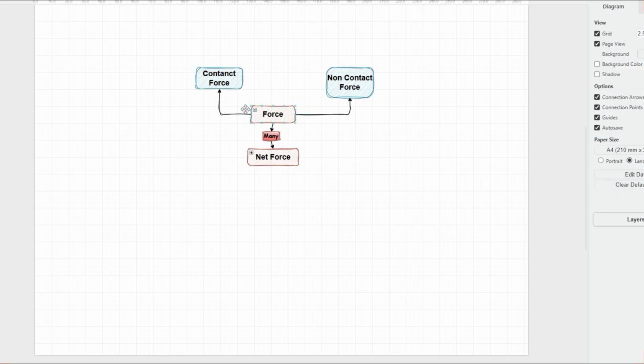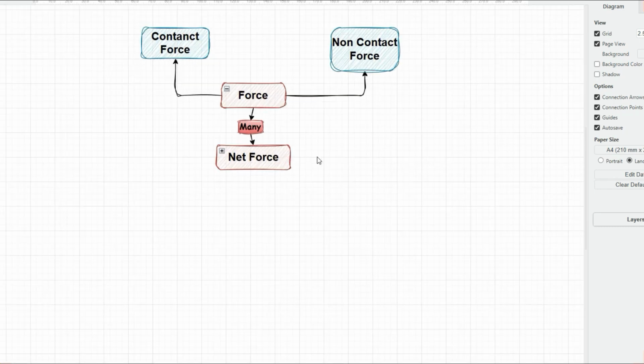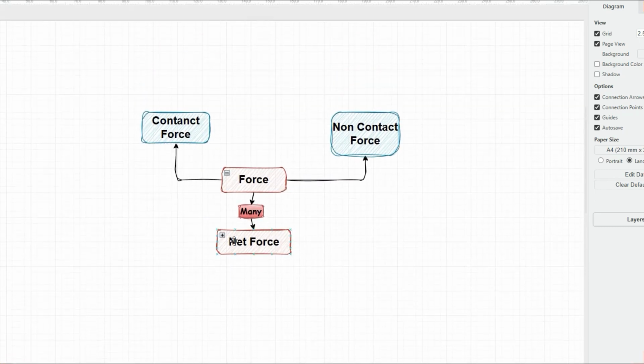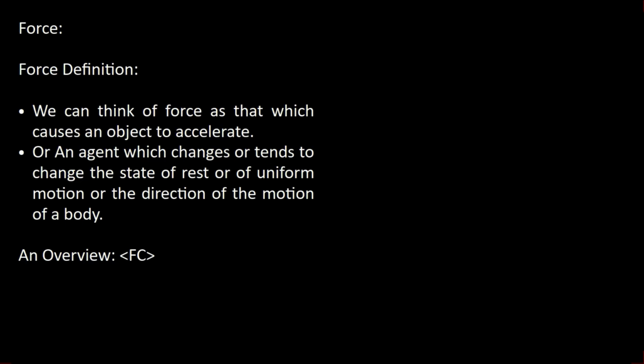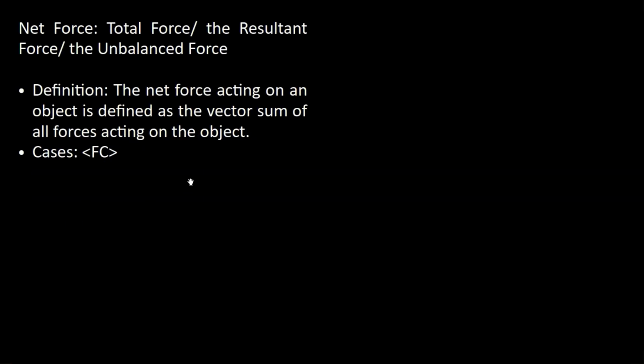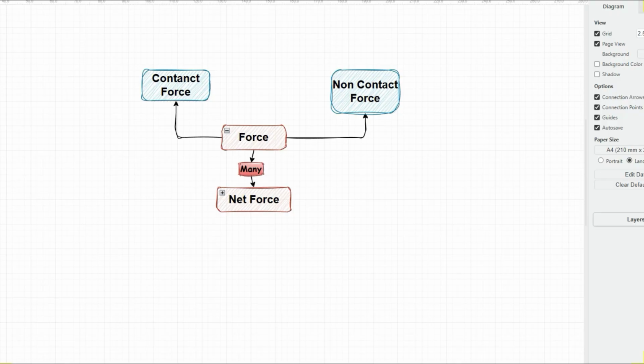So force can be contact force and non-contact force. There can be many forces acting on an object, and what concerns us, what we deal with, is your net force. Net force is a resulting force that we will discuss. I think it's there in the flow. Oh yeah, it's here. So under forces, we have contact force and non-contact force. What are contact forces? Let's discuss now.